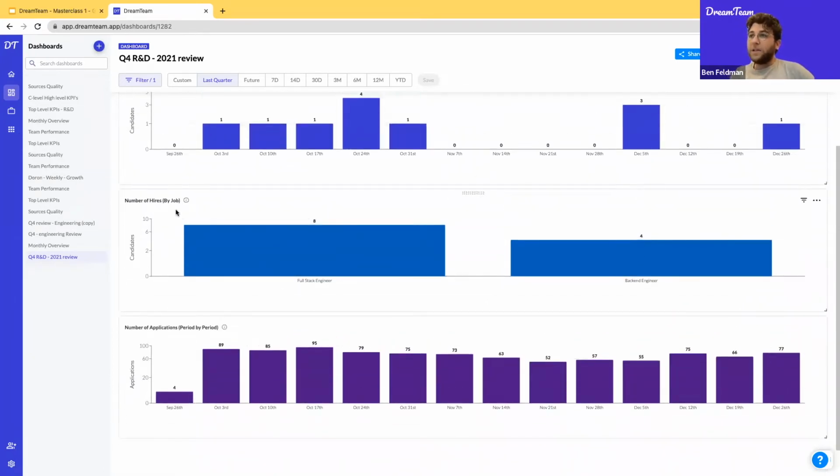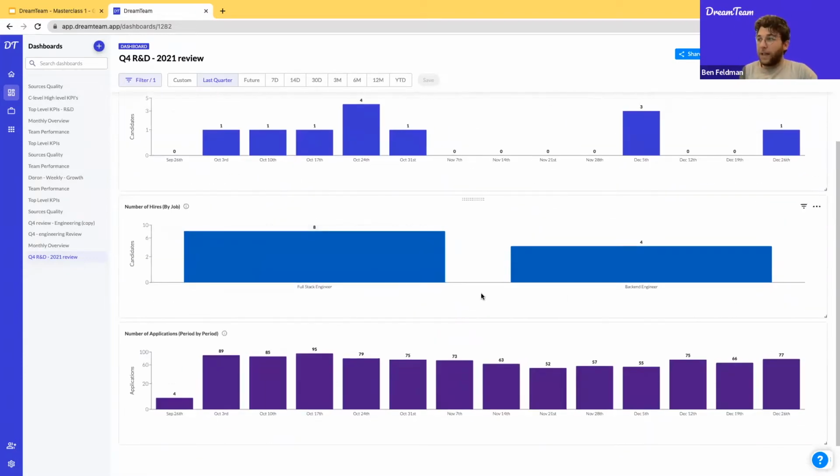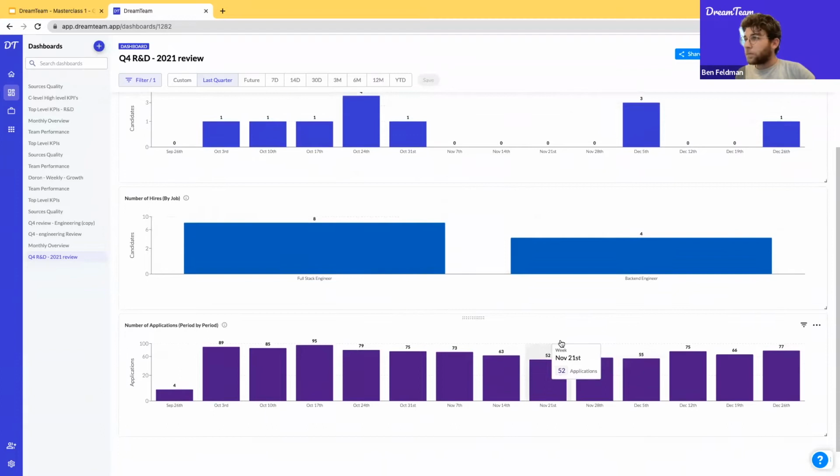We have number of hires by job. Now, the R&D department has been broken down into 2 jobs. This may actually land up providing some value. So I'm going to keep that for now, but I'm not really sure yet. Now we have a number of applications by period. So now we have that volume, we have that speed, and we have the volume, speed, and quality.